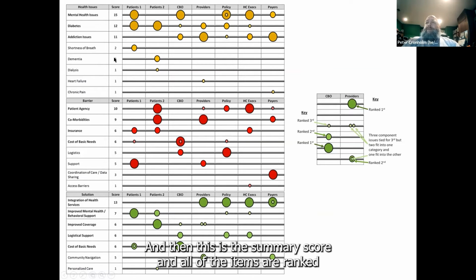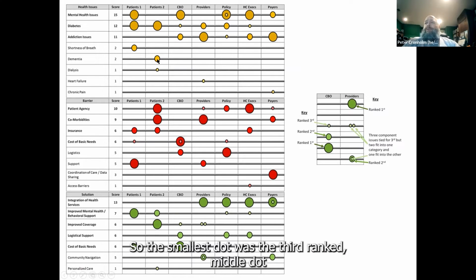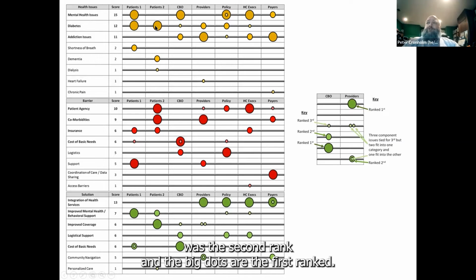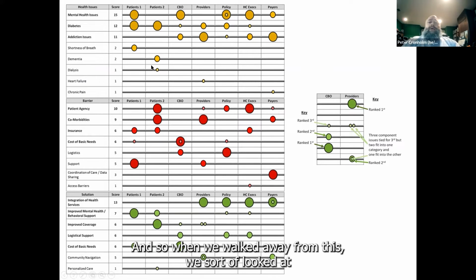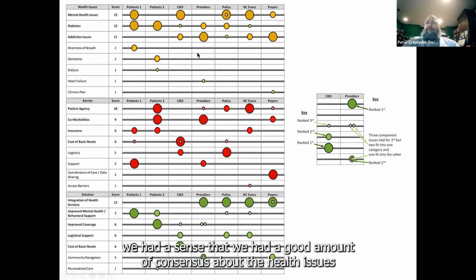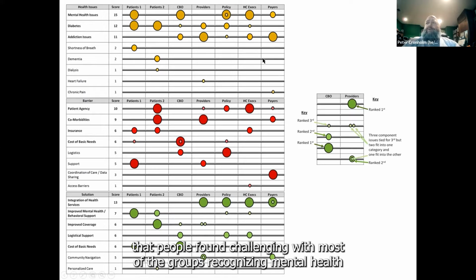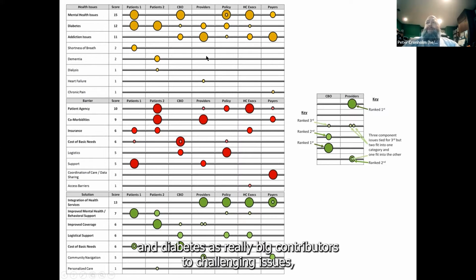And then this is the summary score. All of the items are ranked by the summary score within the issues, barriers, and solution portions. And the dots represent the rankings. So the smallest dot was the 3rd ranked, the middle dot was the 2nd rank, and the big dots are the 1st ranked. And so when we walked away from this, we had a sense that we had a good amount of consensus about the health issues that people found challenging, with most of the groups recognizing mental health and diabetes as really big contributors to challenging issues.